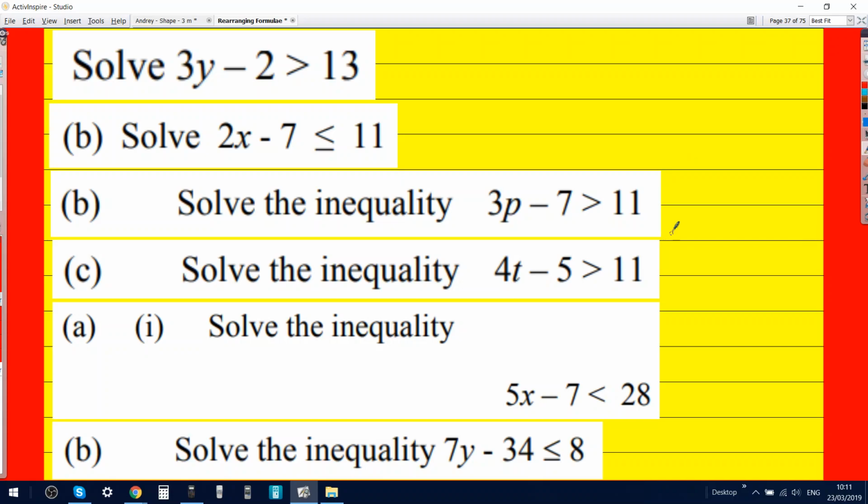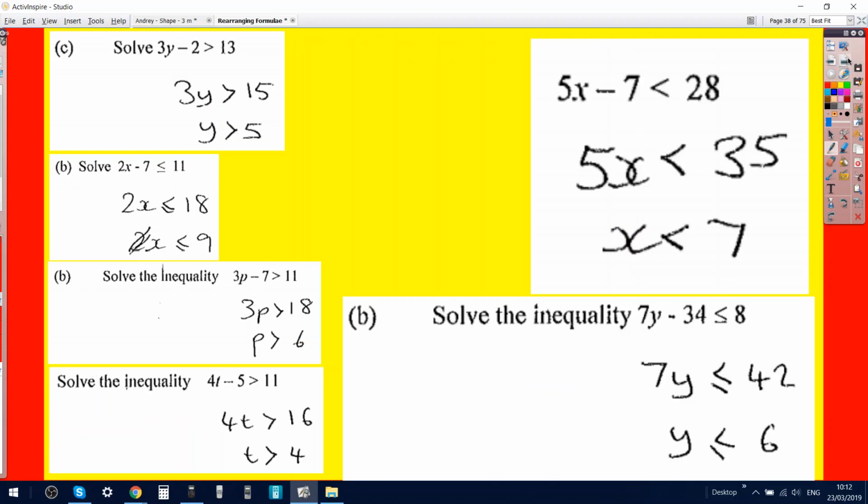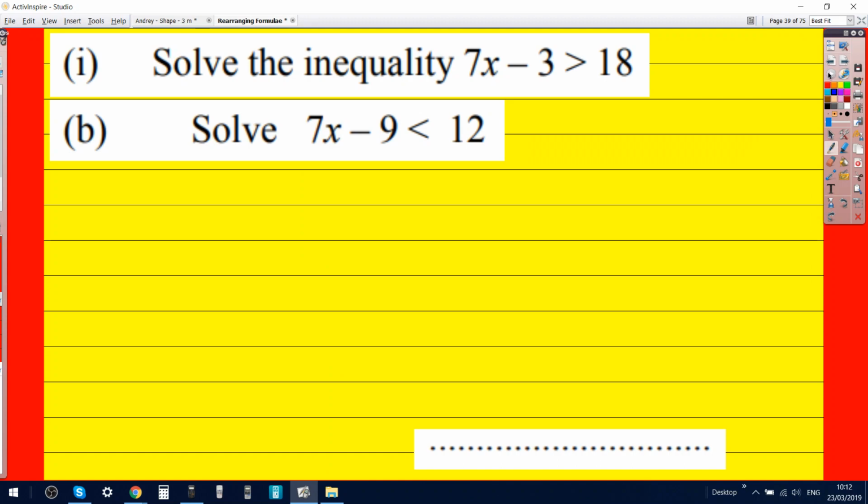You're gonna be fine. Let me just check. Let's just do the bottom one.